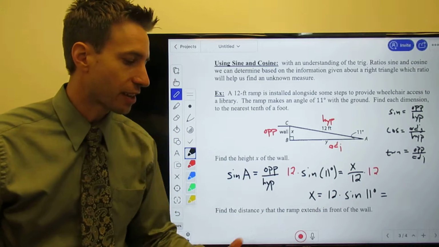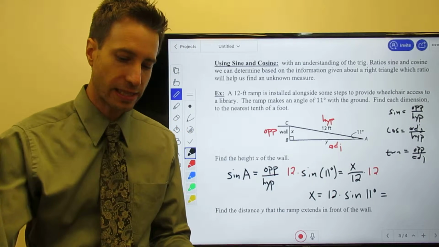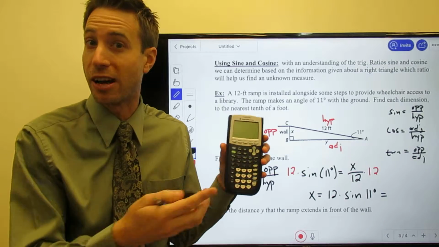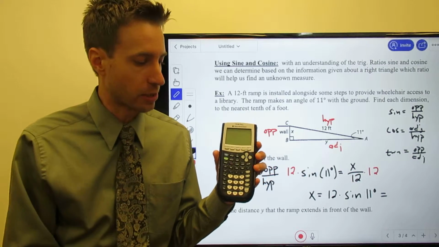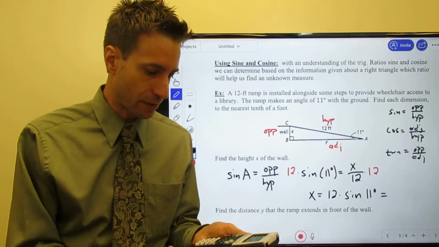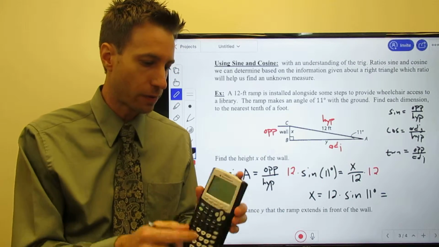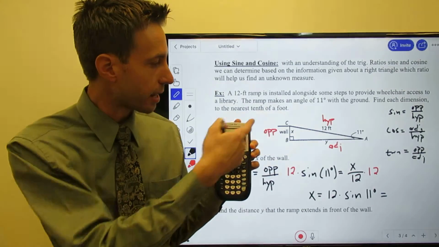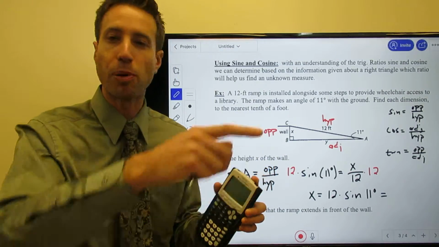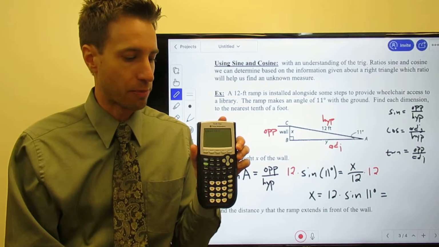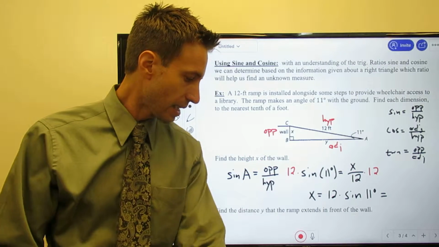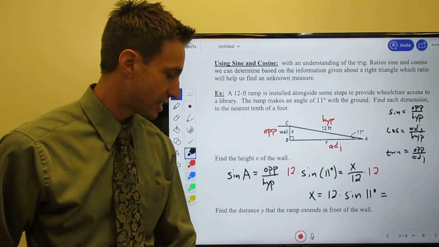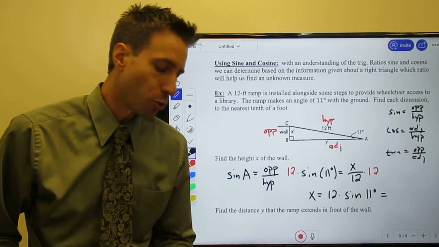Again, plug that into your calculator. Don't fat finger something on your calculator. Every calculator is going to have a sine, cosine, and tangent button on it. Where it's at depends on the calculator. So all we'll simply have to do is plug in 12, and then I just need to do sine. Let's see, there's my sine. Sine of 11 degrees, put in 11. You'll probably have to close parentheses. Most calculators will have parentheses on them. Hit enter. And I get 2 point something. Now remember, they want me to round to the nearest tenth of a foot. So it'll be 2.3 feet.